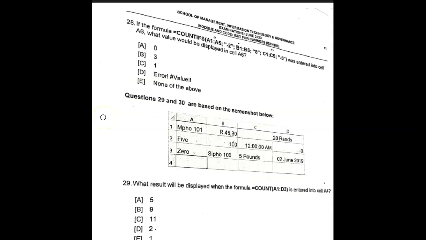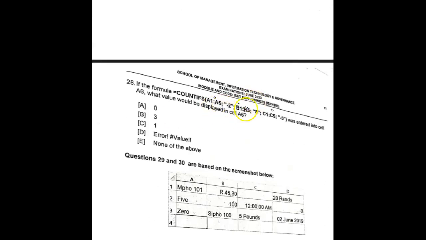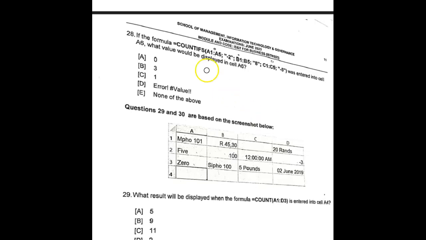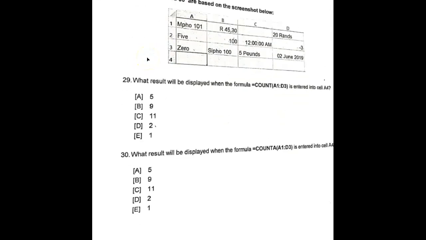Then, if the formula count ifs, now count ifs is same as count if, but it's like a lot of criteria. So count if the numbers are this or that or this. So when they say -2 in inverted commas, basically they're saying count if in that range there's a -2. Count if in this range is an 8, and count if in this range is a -5. If you look at it, there is none of those here. There's none, literally none. So the answer will be 0, so it'll display 0.